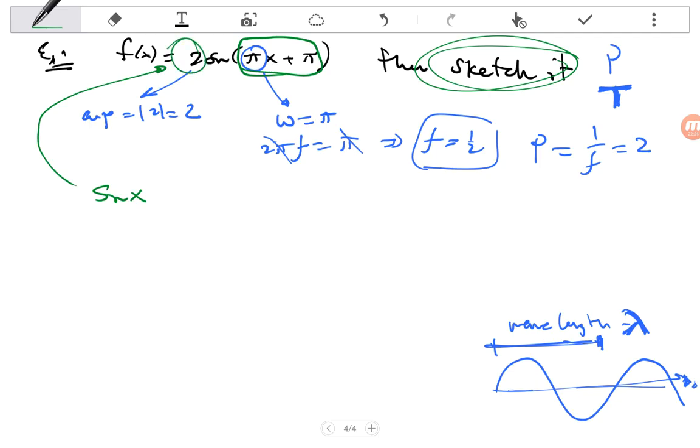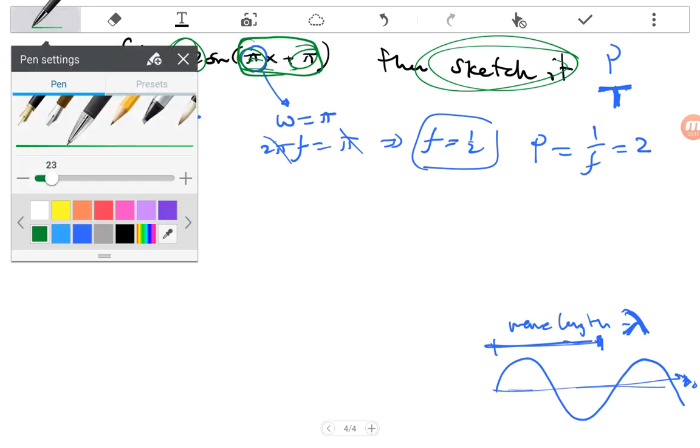For example, multiplying a function by 2 is a vertical scaling. Here, pi times x is a horizontal scaling. Adding pi to this is a horizontal shift, because every x becomes x plus or minus a constant. But for sinusoidal functions, we will graph them another way. We will use the characteristics that we have just calculated to graph our function.